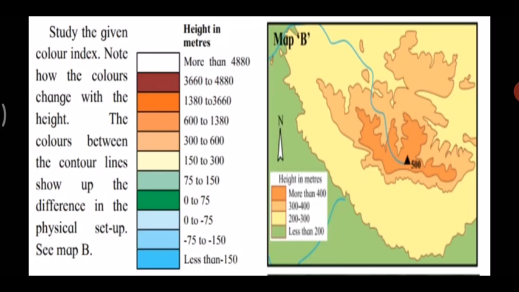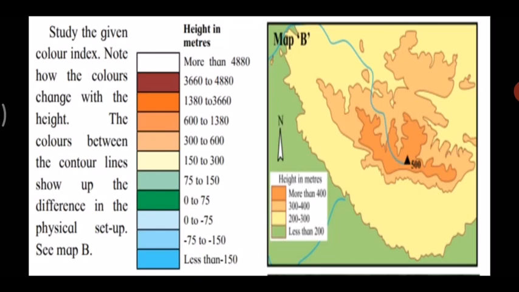Okay, note how the colors change with the height. As you go higher, the color starts changing. The color between the contour lines shows the difference in the physical setup. You can see map B over there, right? In map B, different colors according to the height of the land are expressed using different colors. So according to the height of the land, different colors are being used, okay? And the same is shown in the index.